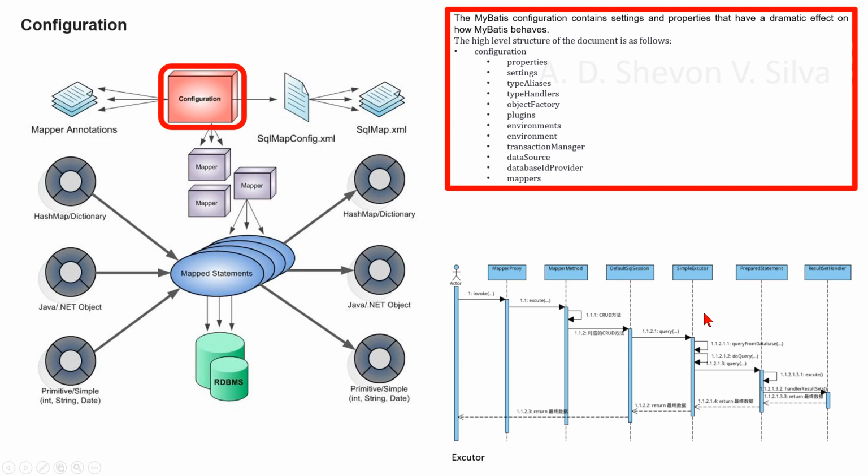Then through layer by layer calls, we will finally come to the do query method. Here let's find an executor to see the implementation of the do query method. I choose a simple executor here.